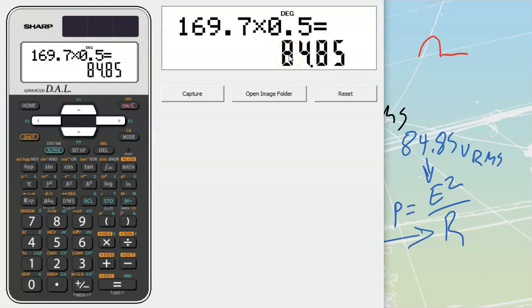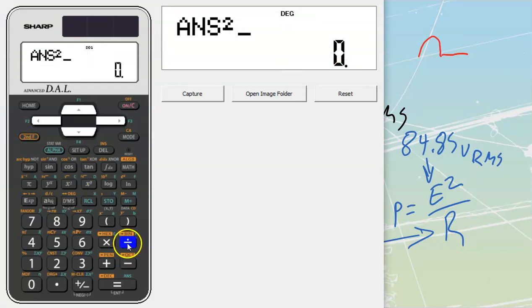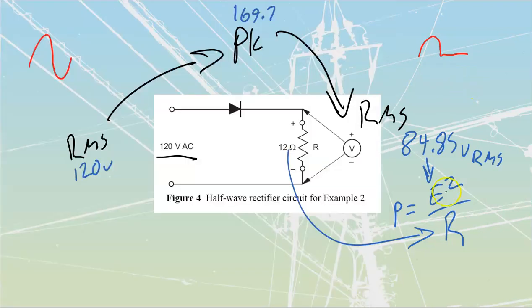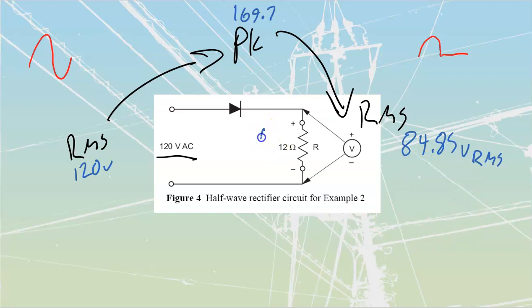Punch that in. So we get 84.85 squared divided by 12 equals a value of 599.96. We'll do some rounding. We'll take this thing straight to 600, but you should see that 599.96 is going to be 600 watts that we are going to have here. Beautiful. Let's place that in there. 600 watts that we will have.